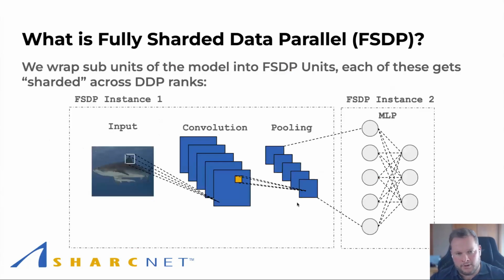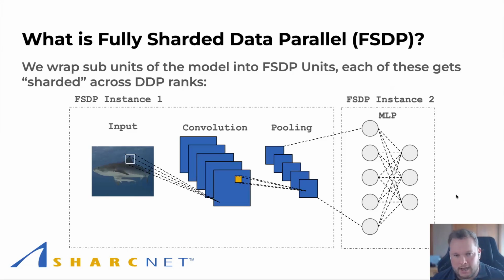So a picture here is we're wrapping subunits of our model in FSDP instances, and then each of those are getting sharded across DDP ranks. So broken up into pieces, and our GPU is only storing those pieces during training. And that might seem odd.